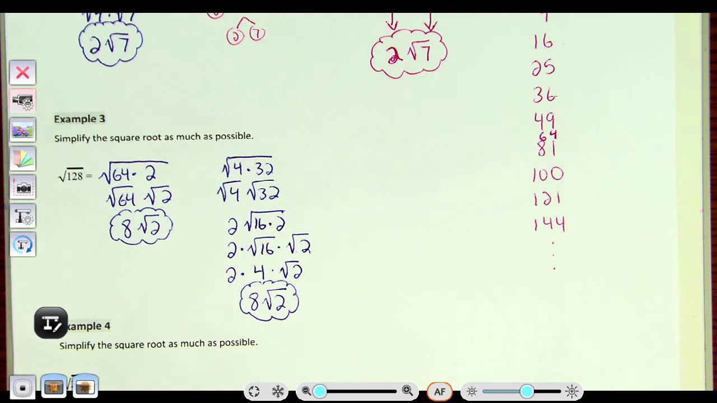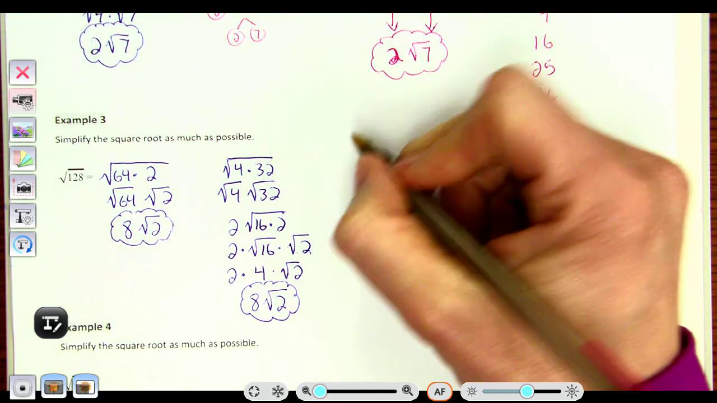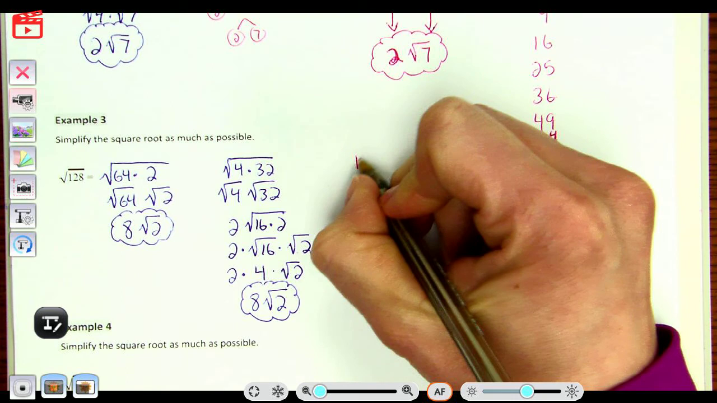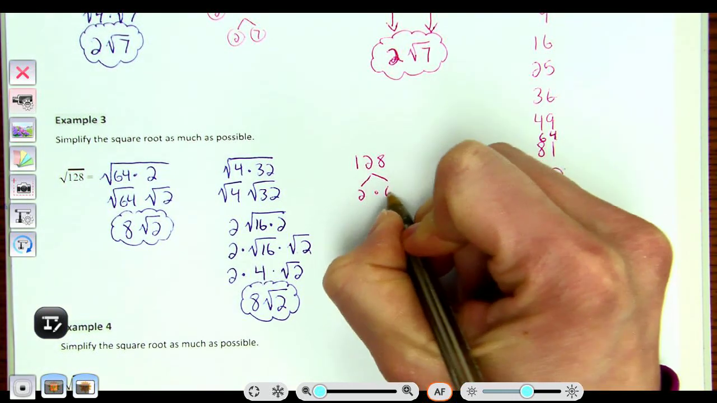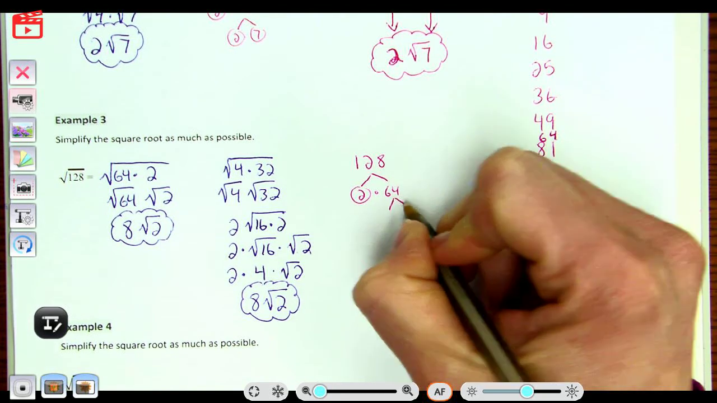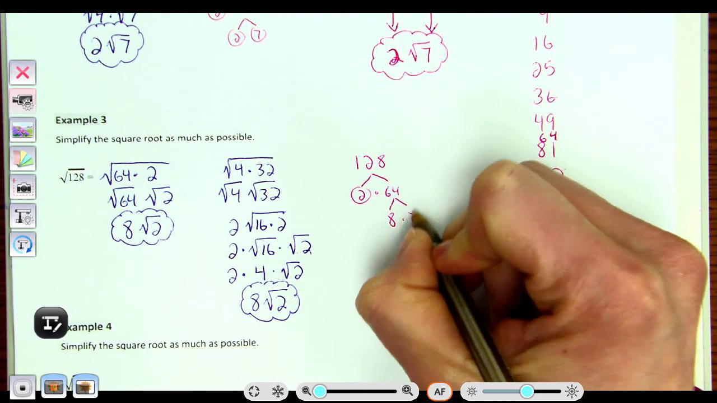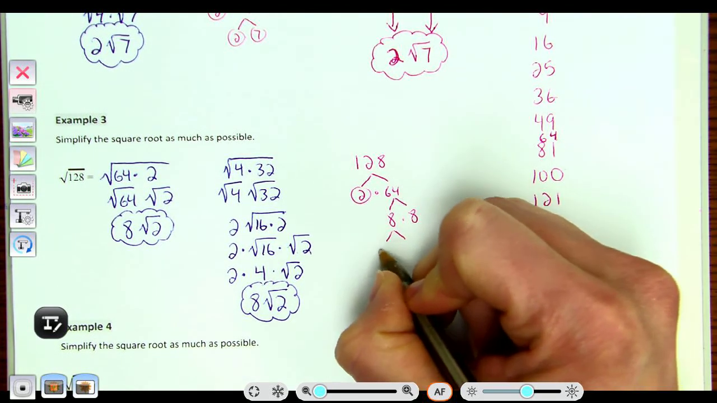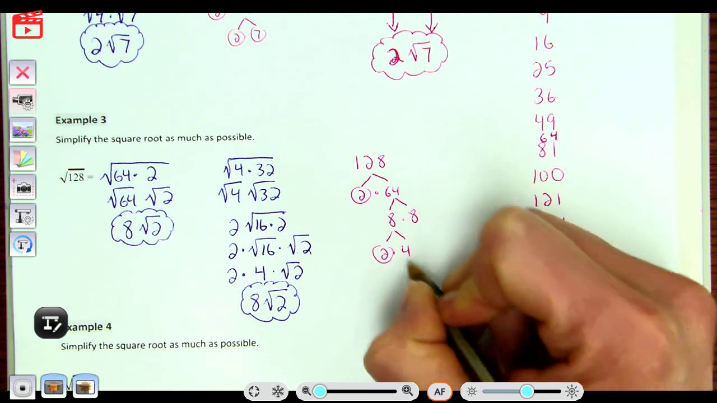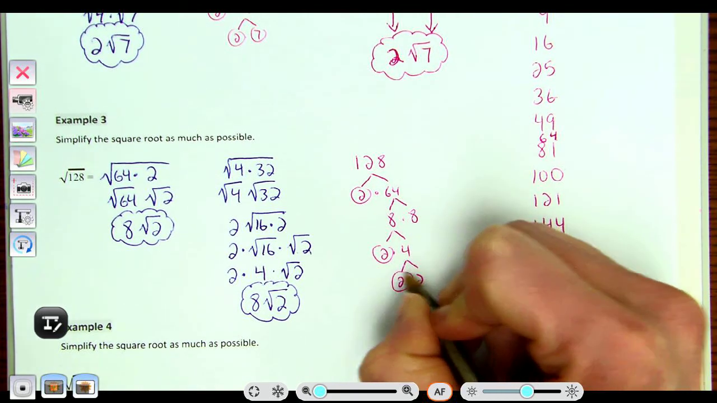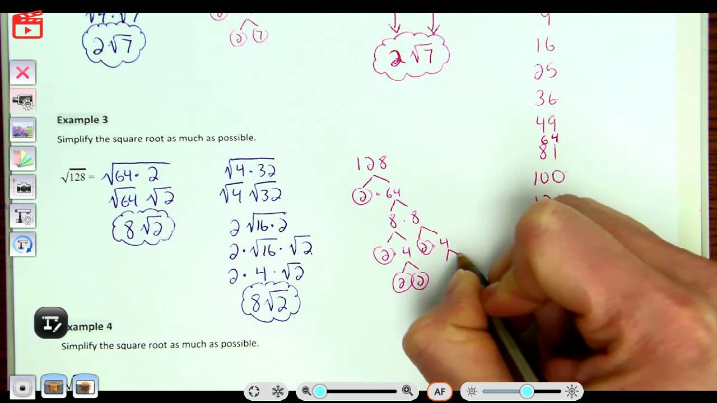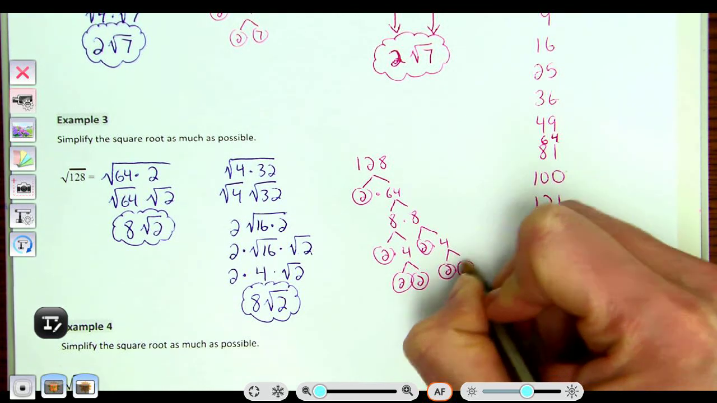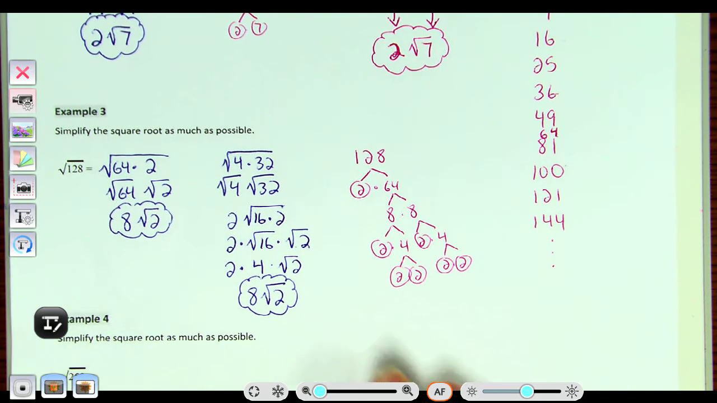Now, I want to show you a factor tree method. So if I take 128, and maybe I say, you know what, I'm going to break that up as 2 times 64. And I'll break 64 up into 8 times 8. And I'll break 8 up into 2 times 4, and 4 into 2 times 2. And you just kind of keep going with this. I always circle my prime numbers. So what you do is once you have circles all at the bottom, write it all out.